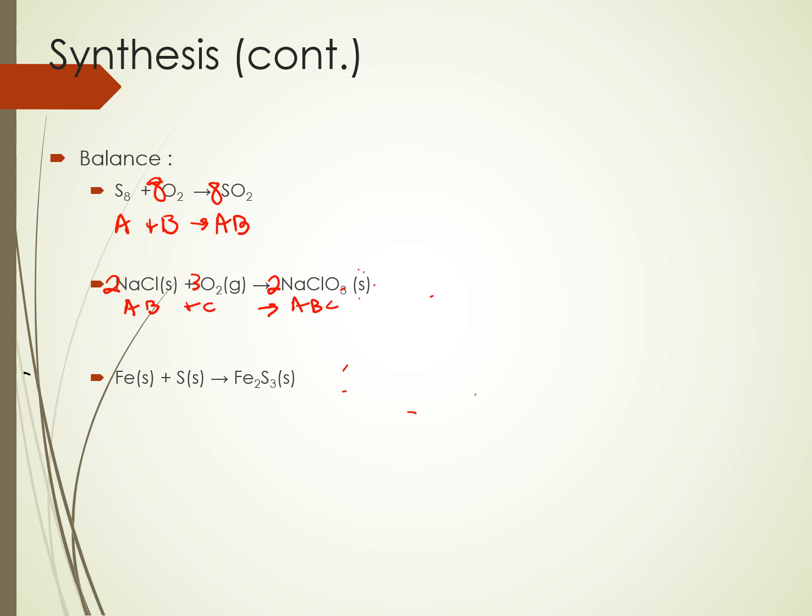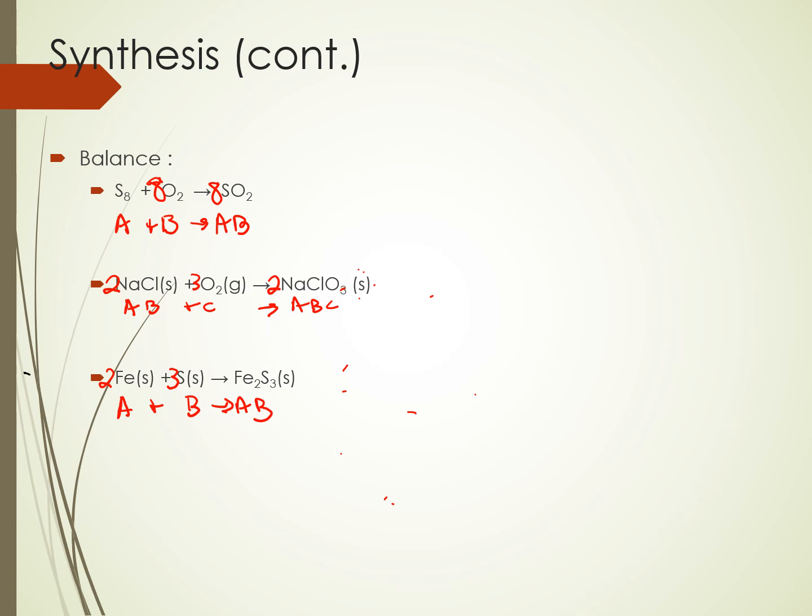And for our last example, we have iron reacting with sulfur, forming iron(III) sulfide, Fe2S3. So for this one, I have Fe with 2 as a product versus 1 on the reactants, so I'm going to place a 2 as its coefficient. I have 3 sulfurs as a product versus 1 as a reactant, so I'll have 3 for the sulfurs on the reactant side. And we are showing again A plus B forms a compound AB. So there's our synthesis examples.